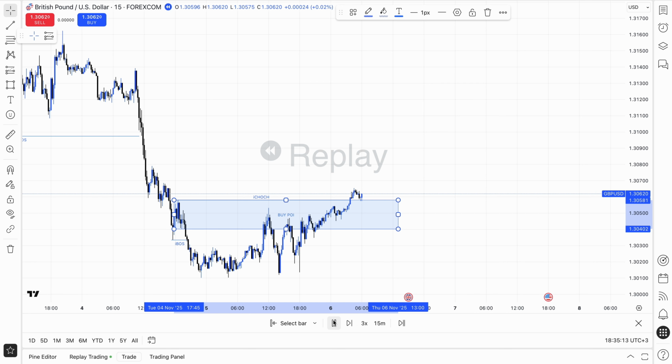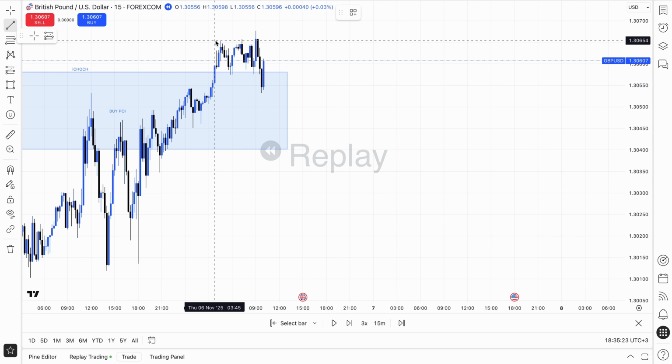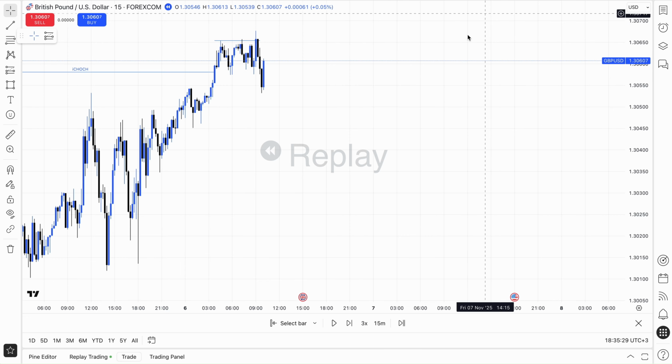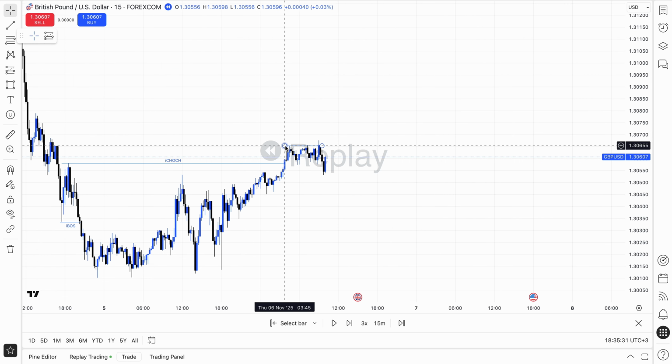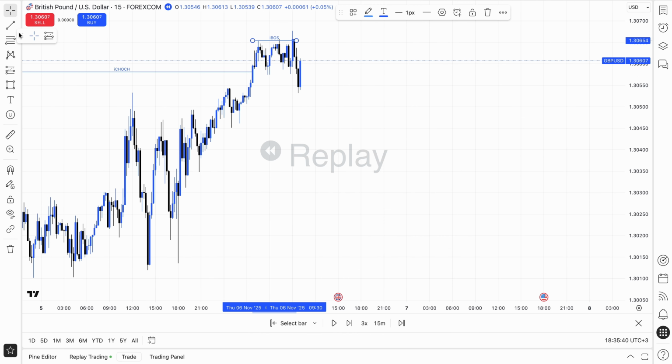So it just continued up. But the moment it went up, it created another break of structure to the upside, right? That means this buy breaker block, you have to delete it because it's now invalid, because you have new external and internal swing low and swing high. Then we had our break of structure to the upside. Then we had our change of character to the downside, right?